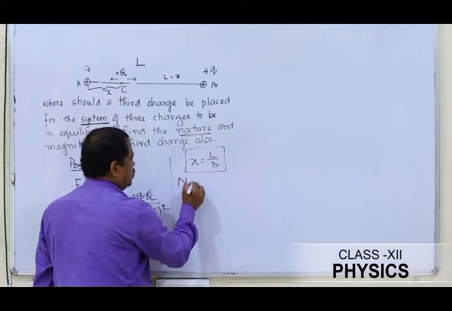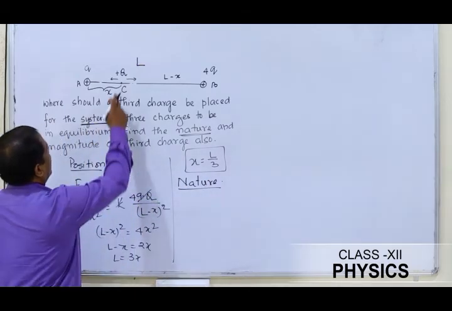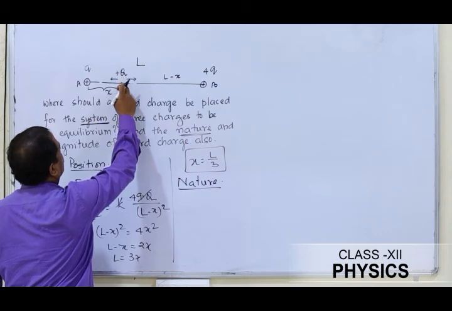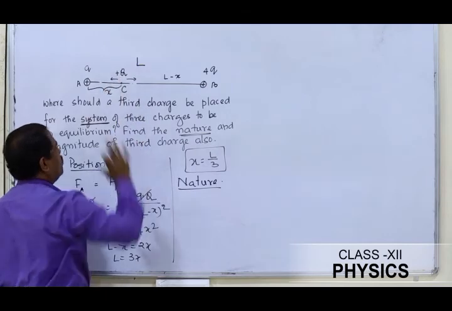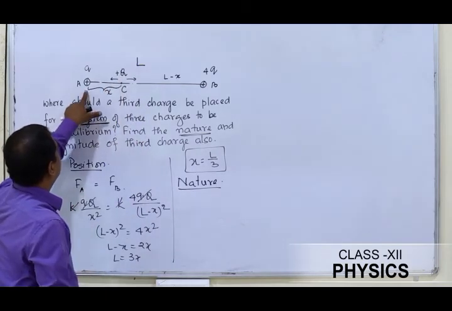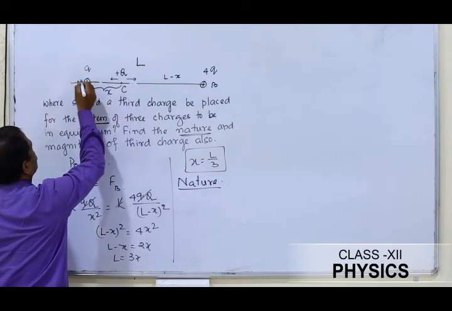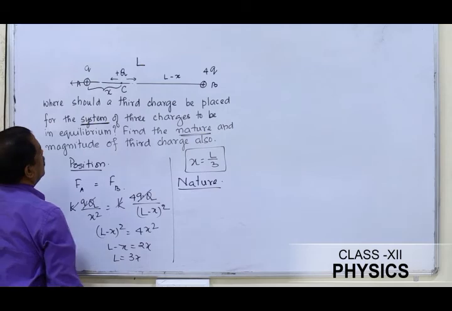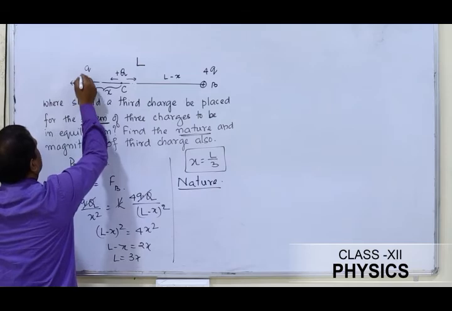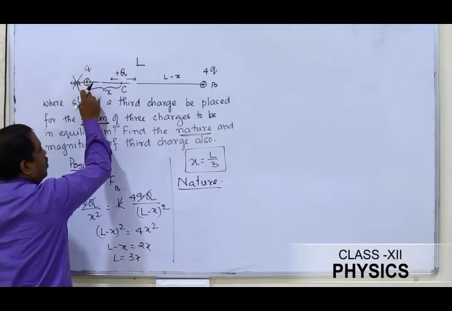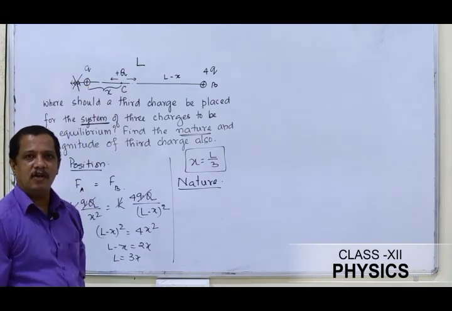To find the nature of the third charge, see, I have placed plus q charge at this point, and I see that again plus q charge placed at this point will be at equilibrium. But let us check this charge. See, this plus q is going to exert a repulsive force on this plus q charge. Similarly, this 4q charge is also going to repel this one. So that means the net force on this charge is not 0. So therefore, this charge cannot be at equilibrium. So therefore, the entire system cannot be in equilibrium.